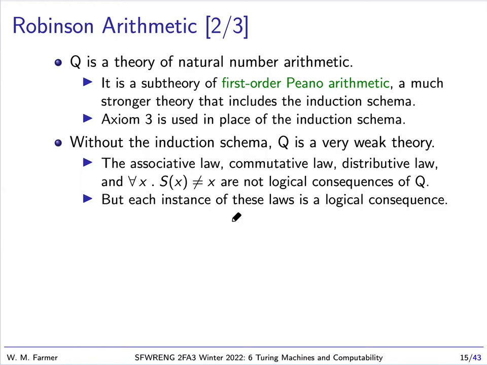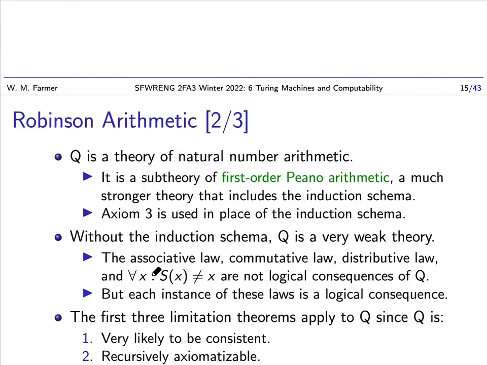And the interesting thing is, each instance of these laws is a logical consequence. So I can prove that 2 plus 3 equals 3 plus 2. Or I can prove that 3 does not equal 2. Now, when I say 2, I'm really thinking of 2 as the successor applied twice to 0, and 3 is the successor applied 3 times to 0. So anyway, I can prove every instance, but I can't prove the general statements in this theory.